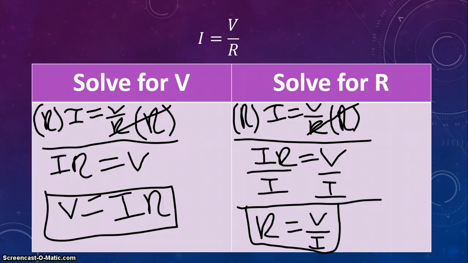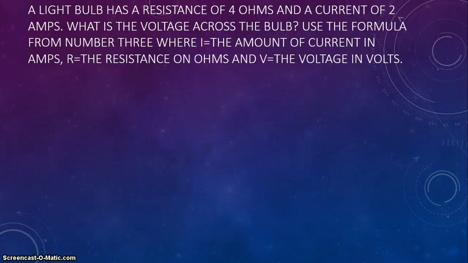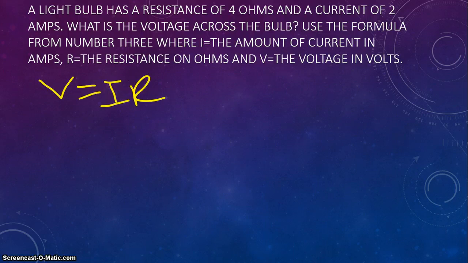My last word problem is: a light bulb has a resistance of 4 ohms and a current of 2 amps. What is the voltage across the bulb? Use the formula from number 3, which is slide 7, where I is the amount of current in amps, R is the resistance in ohms, and V is the voltage in volts. So my literal is V = I × R.